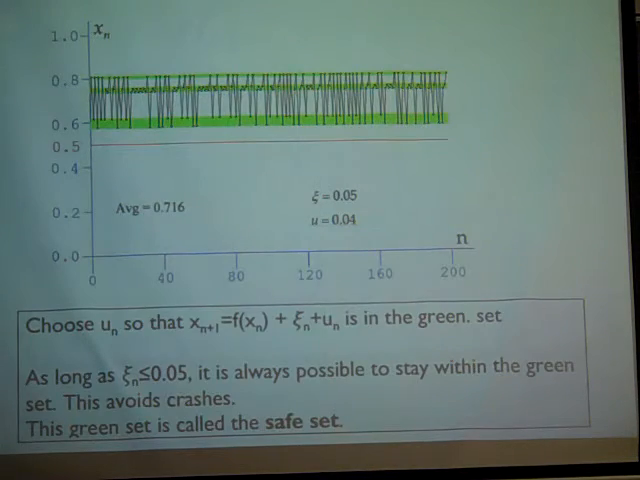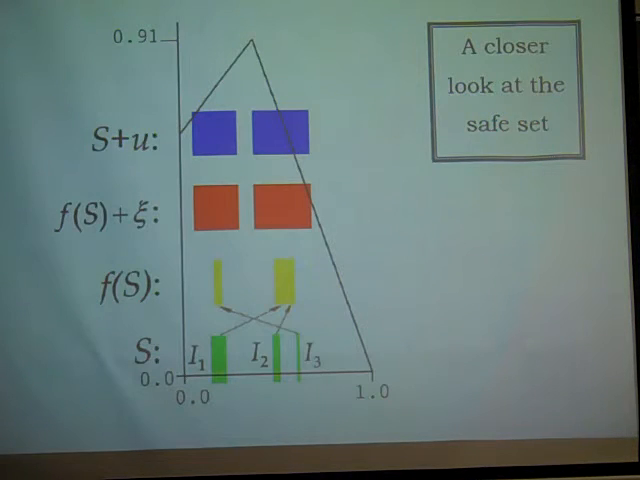Right. So these 3 green intervals that you see, these are the same 3 green intervals. My xn belongs to these 3 green intervals. F of xn would lie in these yellow intervals, and f of xn plus c would lie in these red intervals. But all points in these red intervals are within distance u from the safe set S, as you see from this blue figure. That's why I can choose un so that I am back into the green interval.